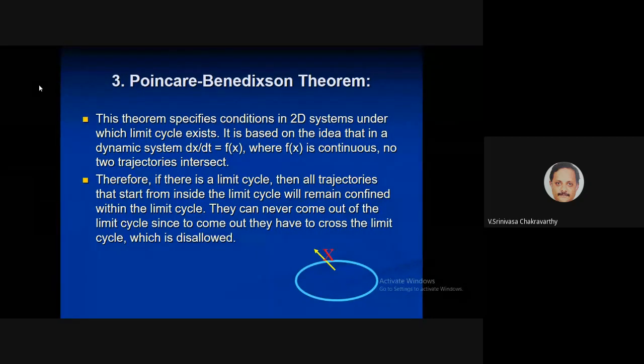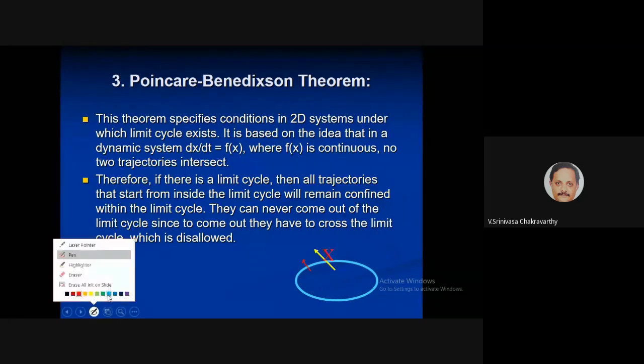So first of all, when there's a limit cycle in 2 dimensions, note that no flow can go out of the limit cycle. If you start from inside the limit cycle, you won't be able to go out, because that would contradict a very basic property.